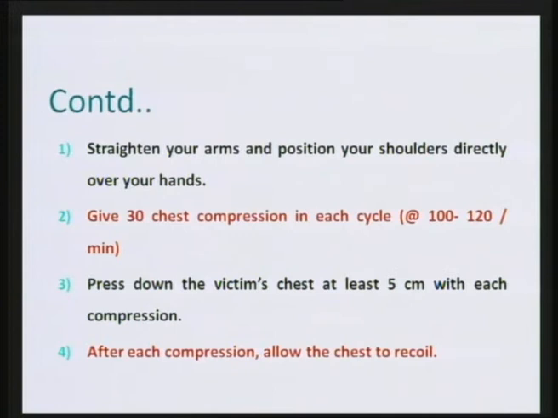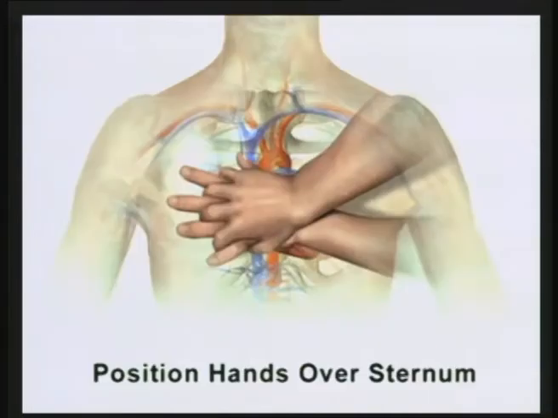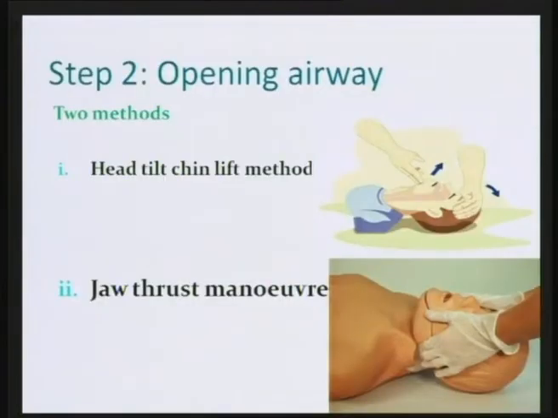The victim's chest should be compressed at least 5 centimeters with each chest compression. And after each compression, allow the chest to recoil so that the heart can pump and there is good circulation to the coronary arteries. As we can see in this picture, this is the exact way of putting the hands over the chest to give the chest compressions.